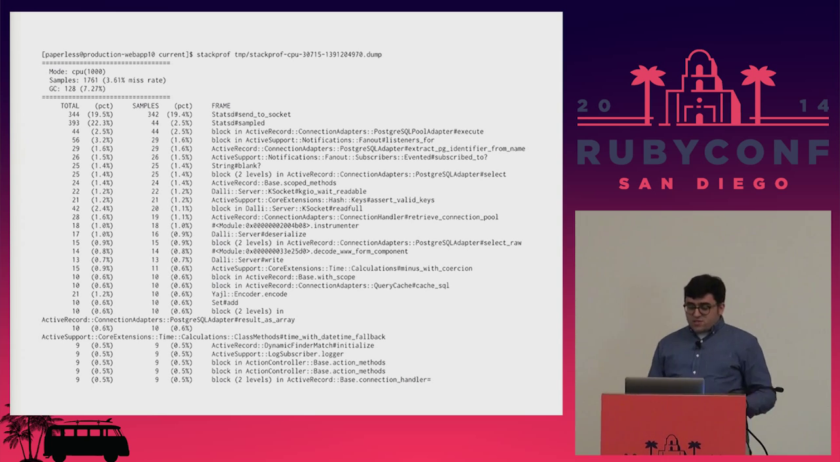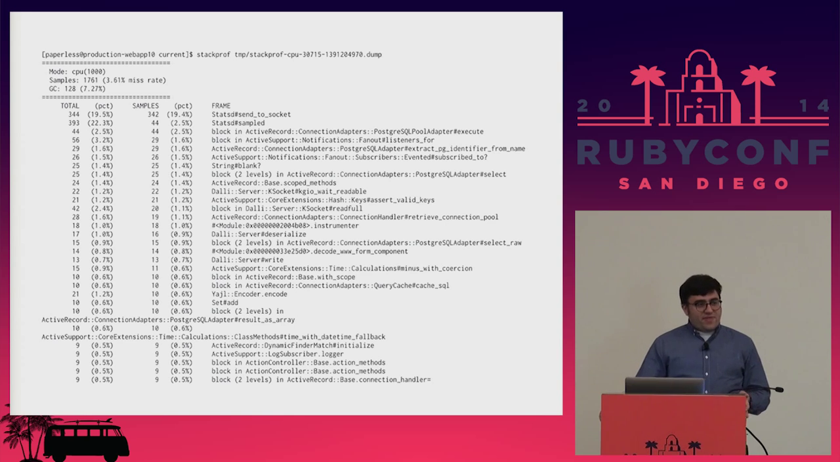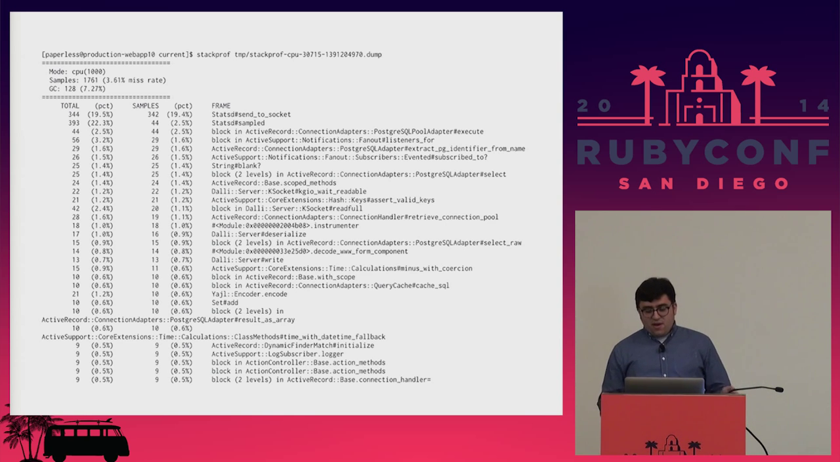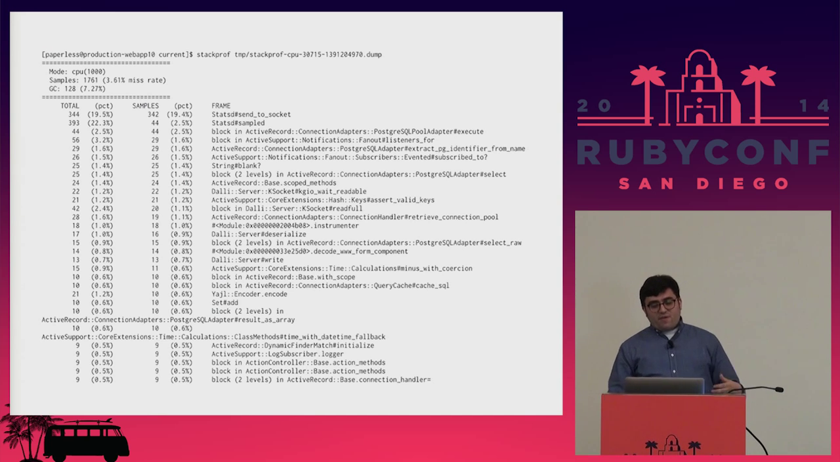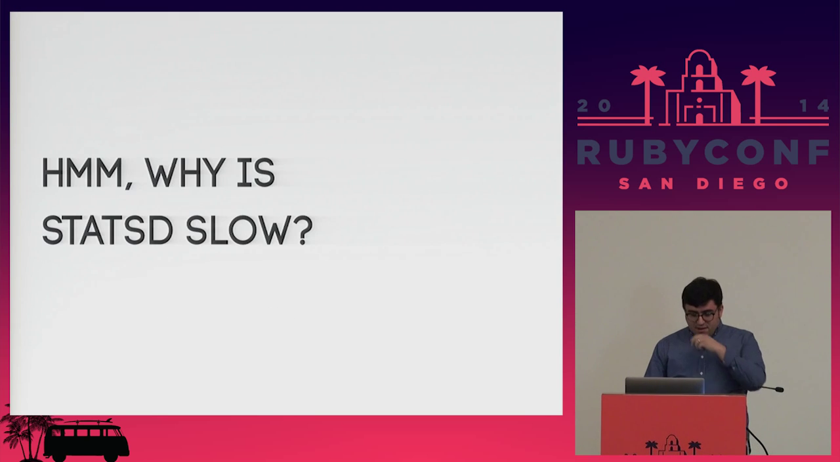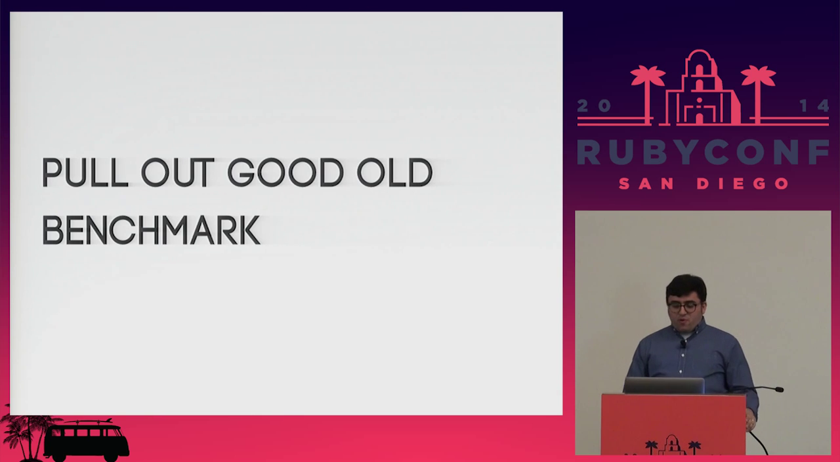So if you look at the top of this, maybe you can't read that, but it's two calls to statsd. And we were like, huh, that's weird. Why is statsd slow? StatsD, for people who don't know, is the way we collect metrics. You send a UDP message to a StatsD server, which is typically Node.js, and then that sends it to Graphite. And so it's UDP. A UDP send should be really fast. Why is that slow?